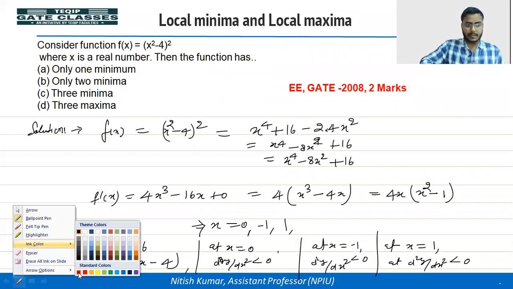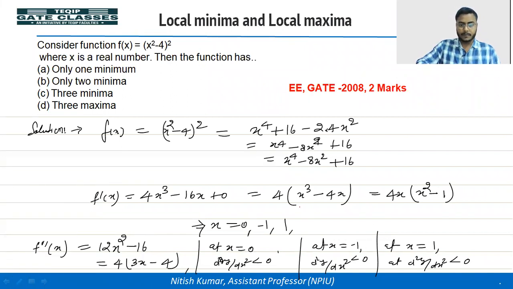I guess I've done some mistake. So 4x, okay, sorry, here x² − 4 is correct. So the stationary points would be 0, 2, −2. Just correct it, please. At x = 2, we are getting greater than 0. At x = −2, we are getting less than 0.